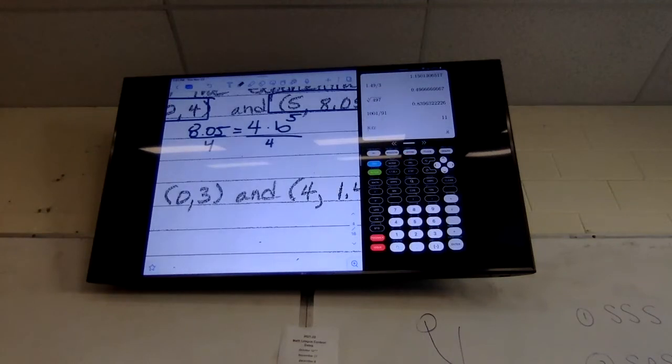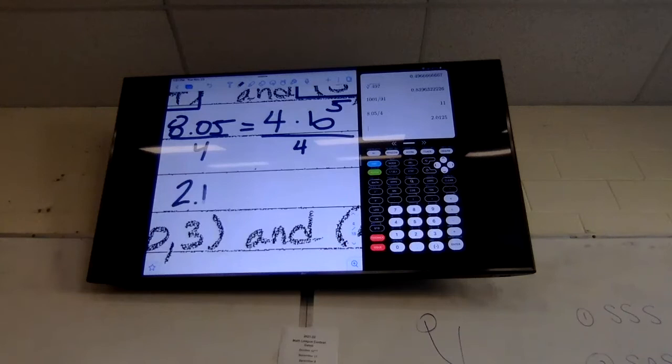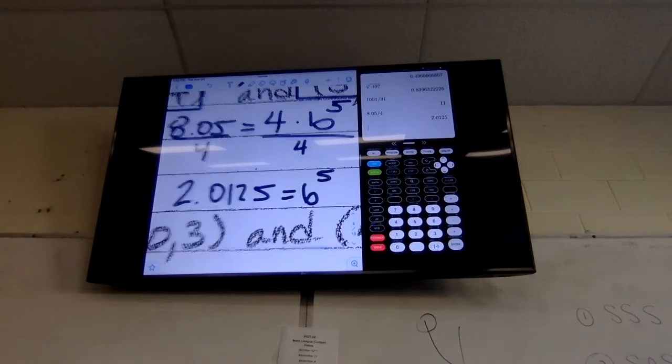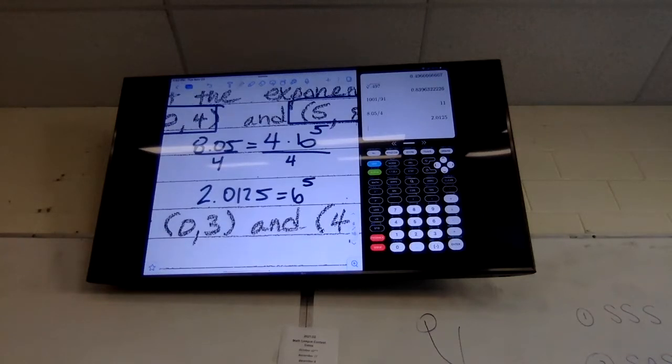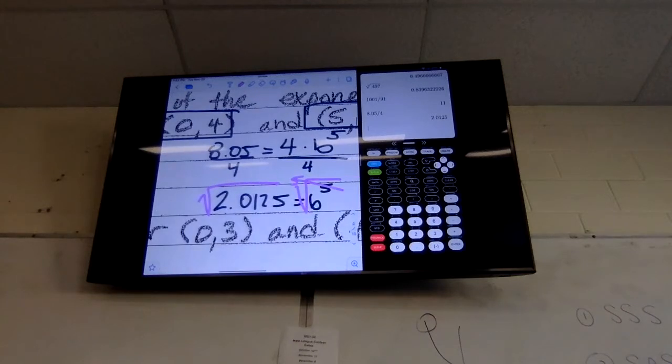So 8.05 divided by 4 is going to be 2.0125. Write the numbers right. There we go. That equals b to the 5th. Now we need to take the root of both sides, but it's not just a square root, it's going to be a 5th root. So the 5th root is going to cancel out that exponent. So the 5th root of 2.0125.